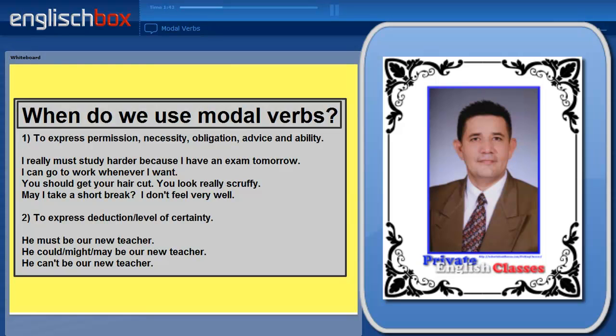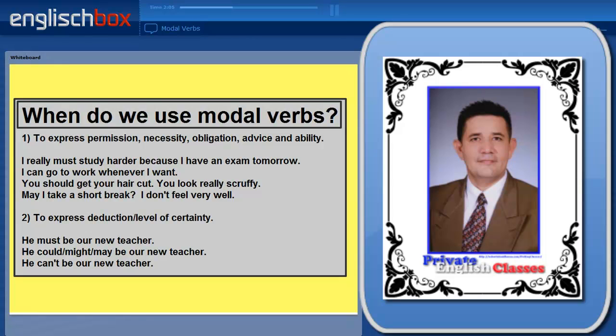We also use modal verbs to express deduction. For example, I have a class of new students and I walk into the room. I speak English with them immediately and I'm carrying some English exercises and books underneath my arm. The students think he must be our new English teacher.